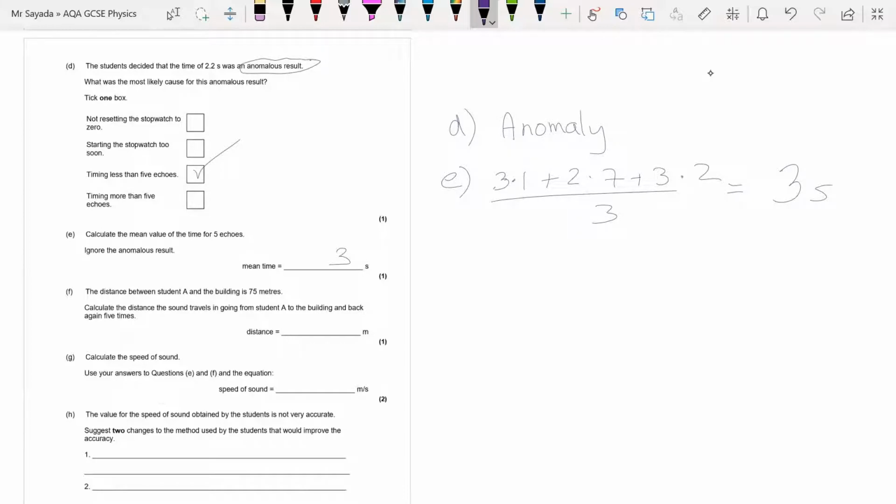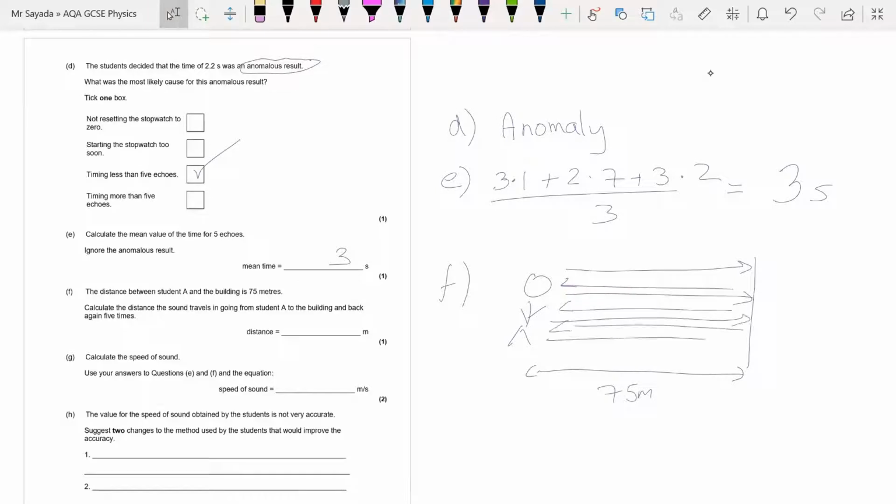Question F, we have the distance between the student and the building, and the sound is going to go from the student to the building and back 5 times. So we have the student, we have the building, and the distance from the student to the building is 75 meters. But the sound is going to go there and back, and there and back, and there and back, probably along the same line. So I've just gone down because I wanted you to see every single arrow.